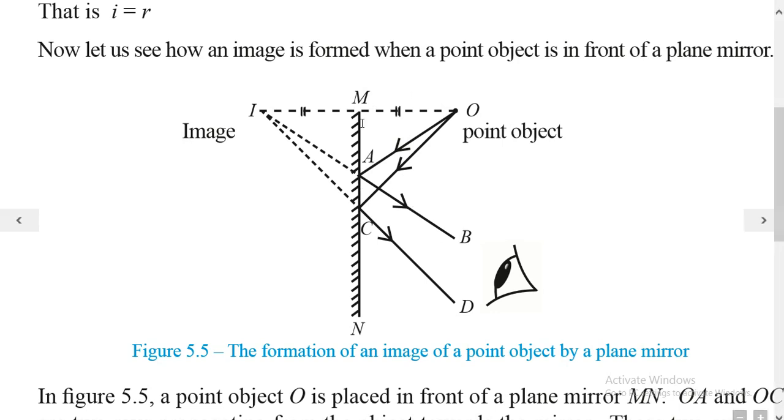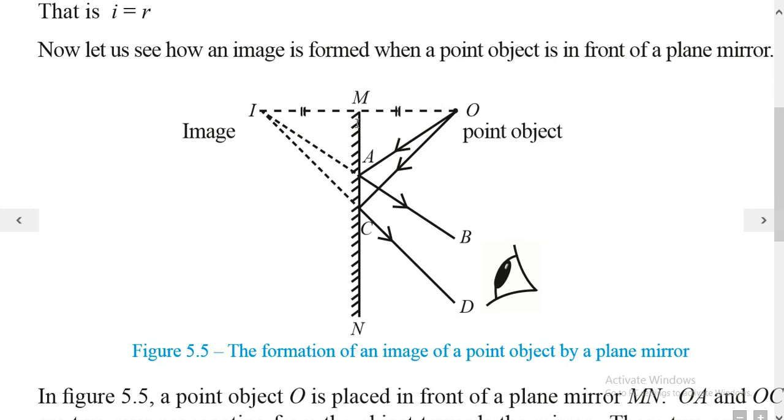Think about the dressing table, which also has a plane mirror. Then how is the image formed? The image is the same size, identical to you. This diagram is also very important.